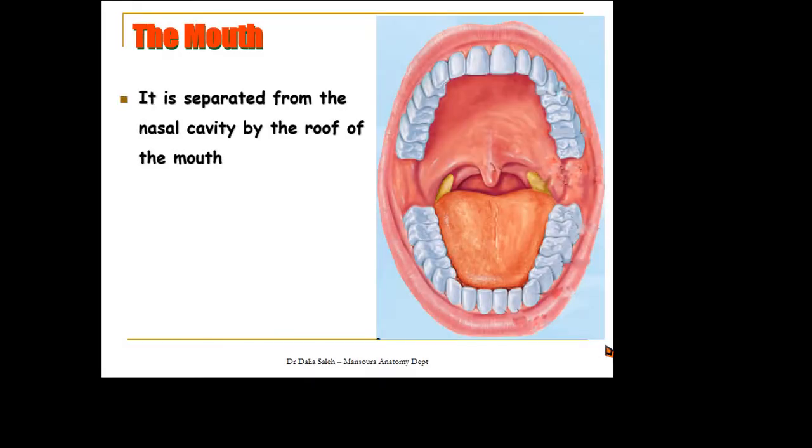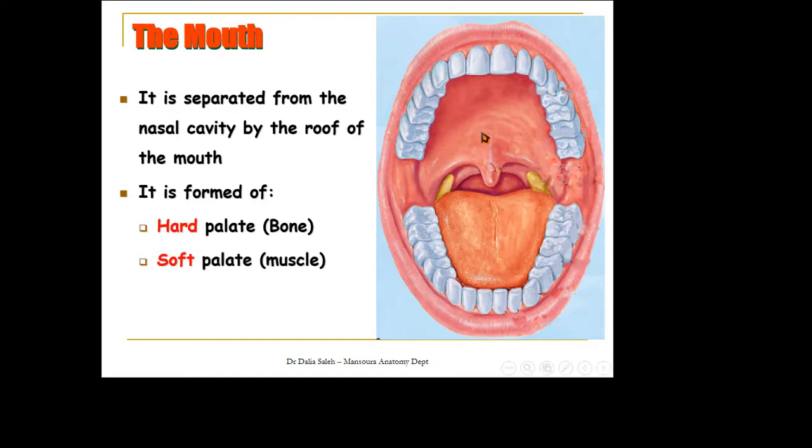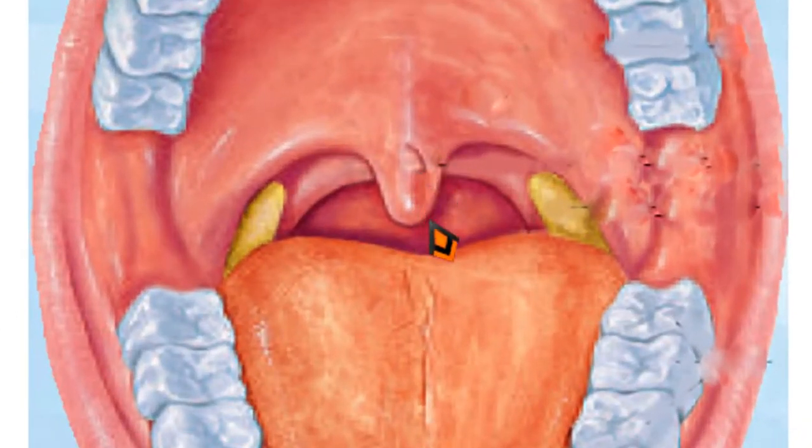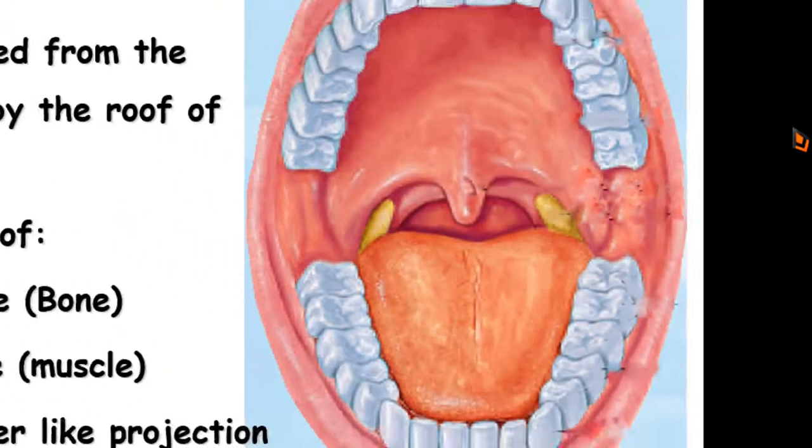The mouth is separated from the nasal cavity by the roof of the mouth, which is called the palate. It's formed of two parts. The hard palate is made of skull bones, so it is hard. And at the very posterior end is the soft palate, which is made of muscle. In the middle, we have a finger-like projection extending from the soft palate, called the uvula.